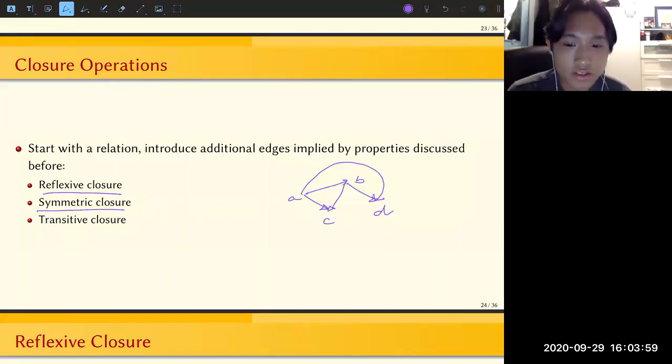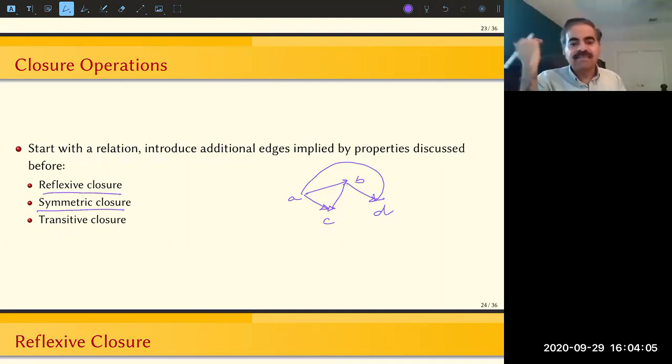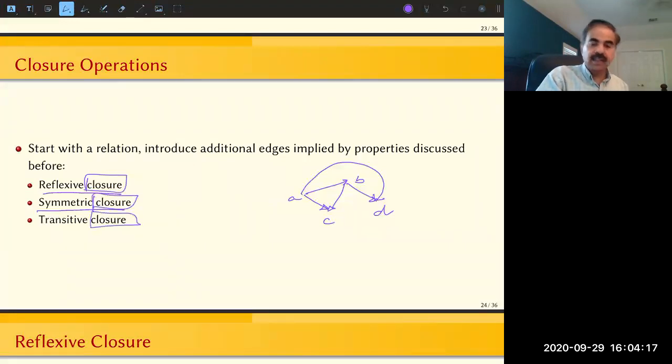I have a question. Is there such a thing as removing edges to fulfill the properties? No. I mean, of course you can define it, but a closure means adding edges, right? So whenever we say a closure operation, what we are talking about is adding additional edges to get that property.